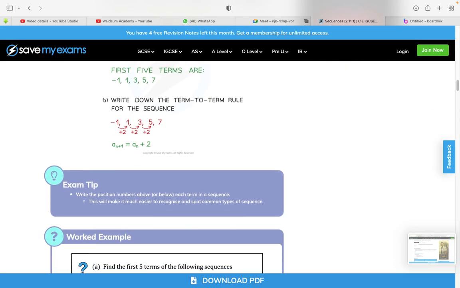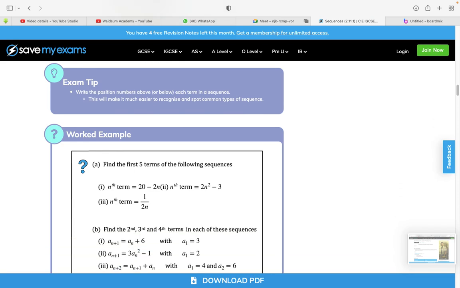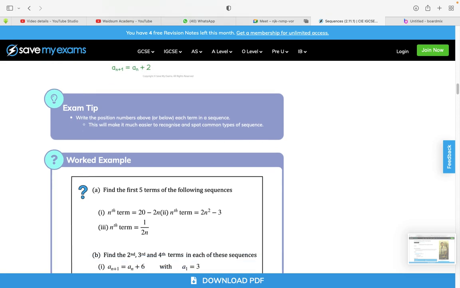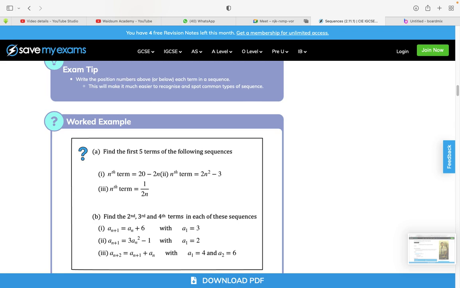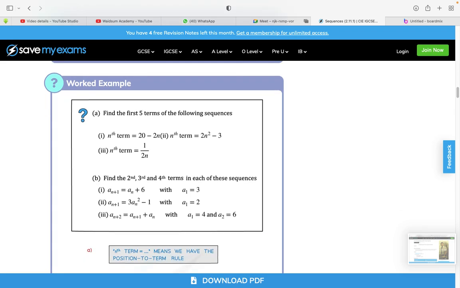Now let's move on quickly. So here is a worked example. Let's take a look at this. Find the first 5 terms of the following sequence. The nth term equals 20 minus 2n. Then another one, the nth term equals 20n squared minus 3. The nth term is 1 over 2n. So that's the first one, that's A. Then B, find the second, third, fourth terms in each of these sequences.